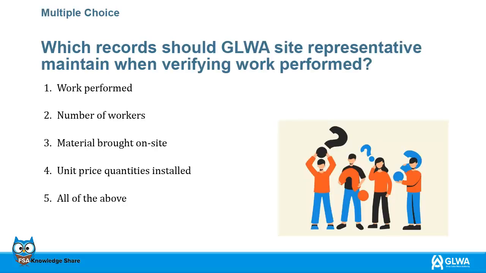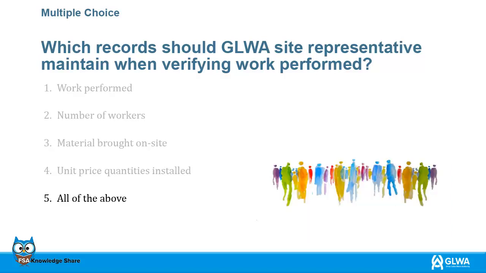On this slide is a multiple-choice question. Which records should a GLWA site representative maintain when verifying work performed? 1. Work performed. 2. Number of workers. 3. Material brought to the site. 4. Unit price quantities installed. Or 5. All of the above? How would you answer this question? The answer is on the next slide. The answer is 5. All of the above. Did you get it right? If not, you may need to watch this presentation again.